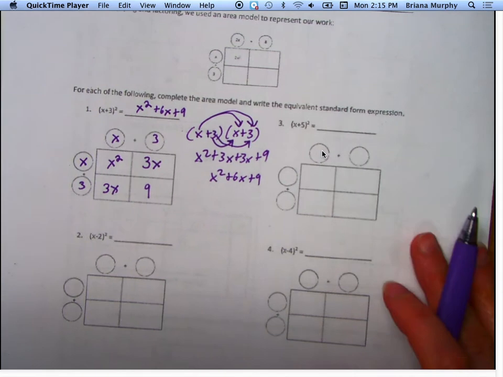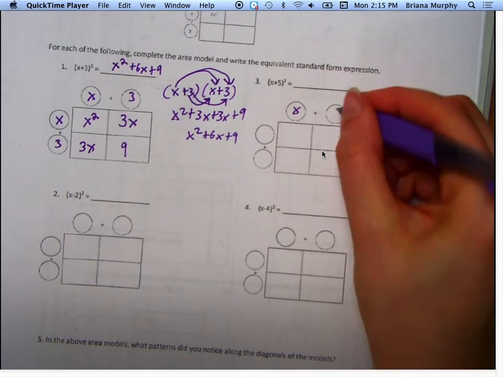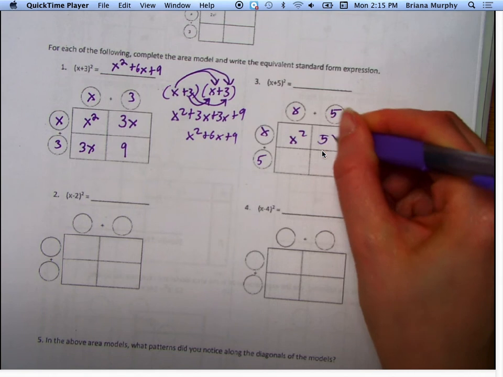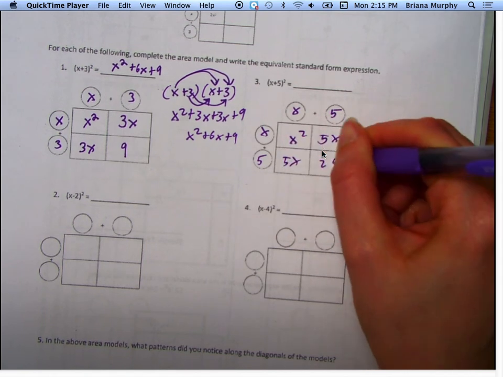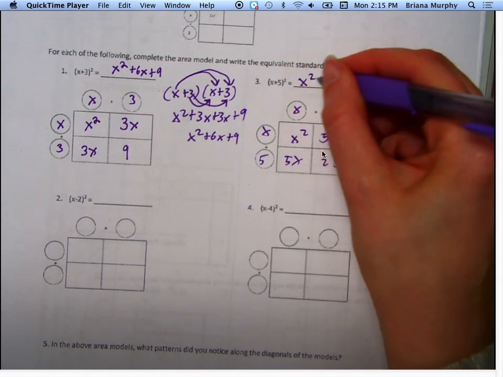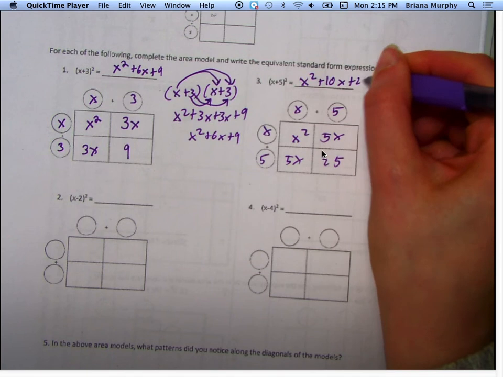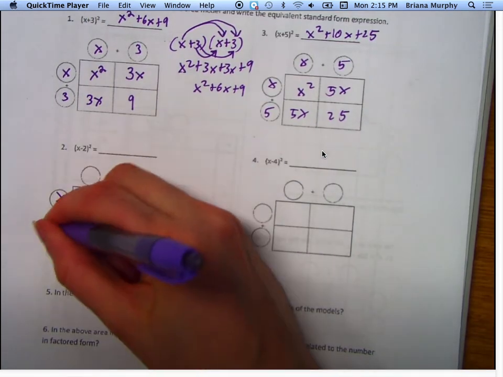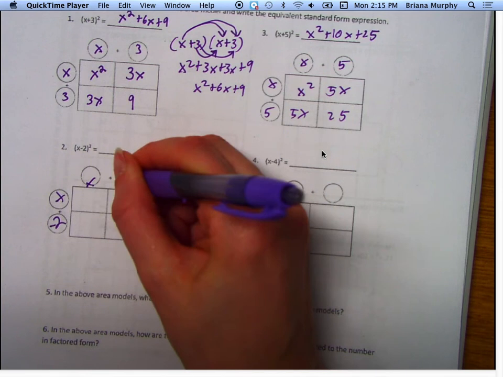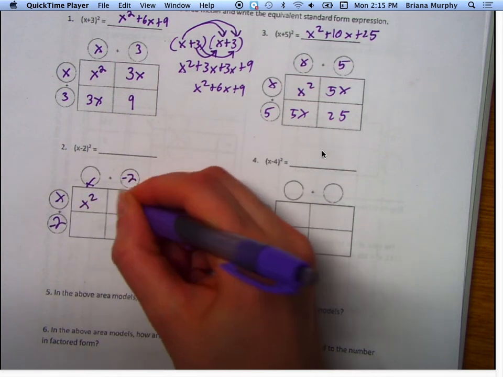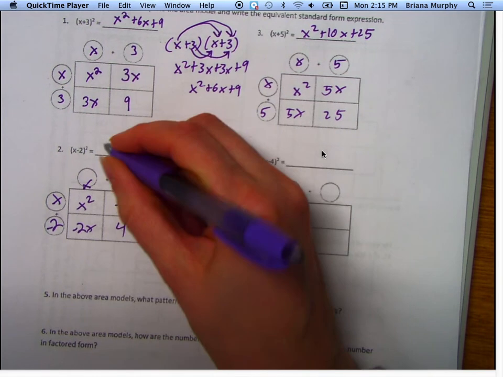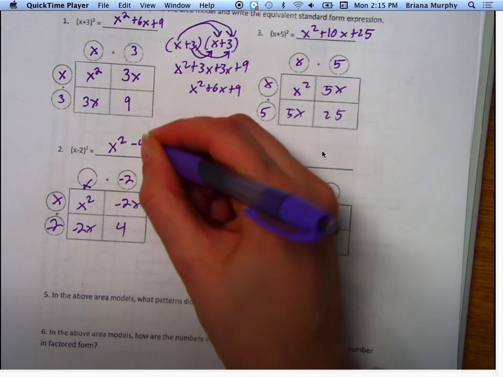Okay, let's go over this. We should have x and 5, we should have x squared, 5x, 5x, 25. So it should be x squared plus 10x plus 25. Number 2 should be x and negative 2, x and negative 2. We should get x squared minus 2x minus 2x plus 4. So we should get x squared minus 4x plus 4.